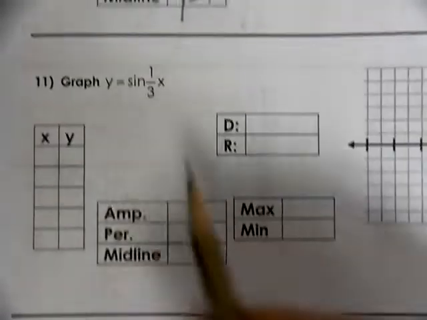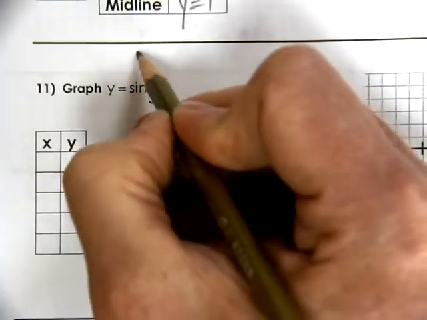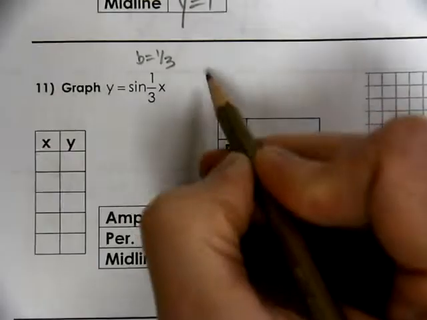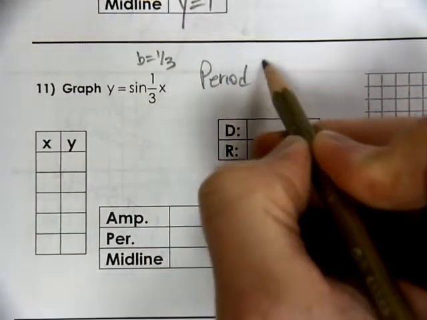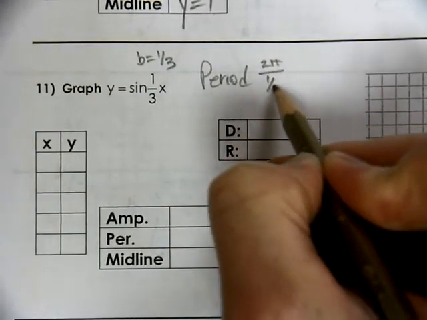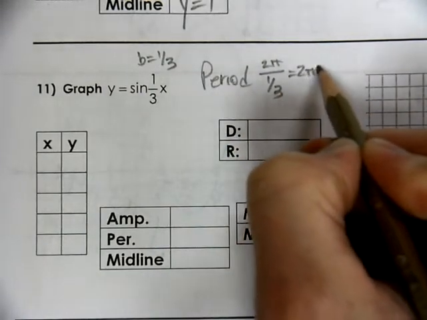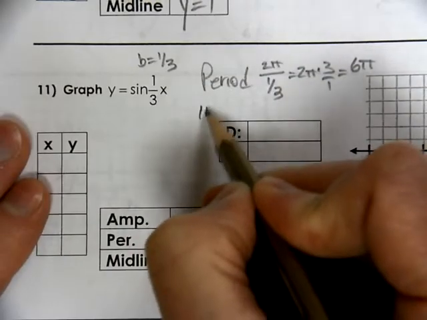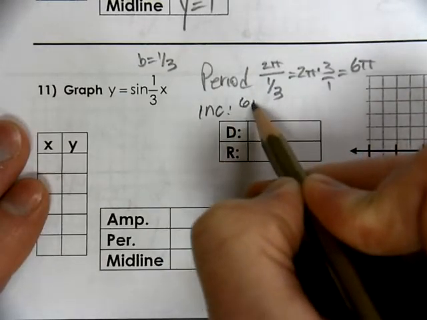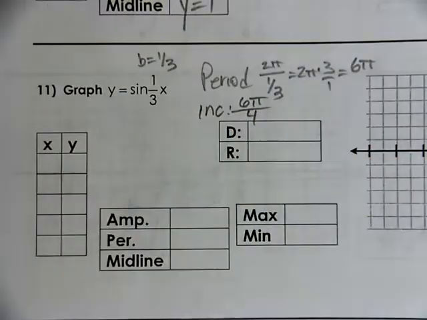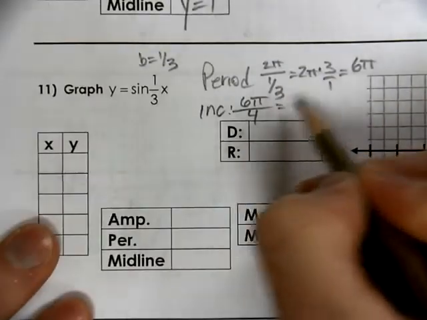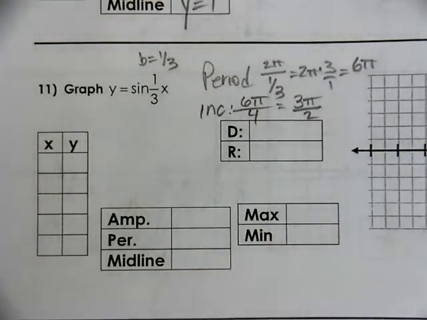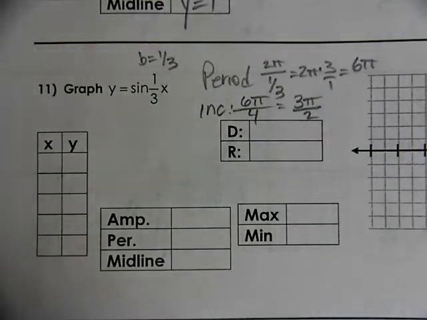This one's pretty simple looking, but it does have a b value. The b value is 1/3. So to calculate the period, we're going to do 2 pi divided by b. So to do that, we multiply by the reciprocal. That's 6 pi. The increment is going to be period divided by 4. So that would reduce to 3 pi over 2. So that's our increment. Those are our steps.